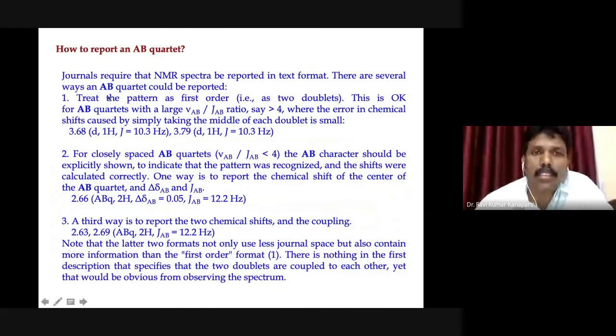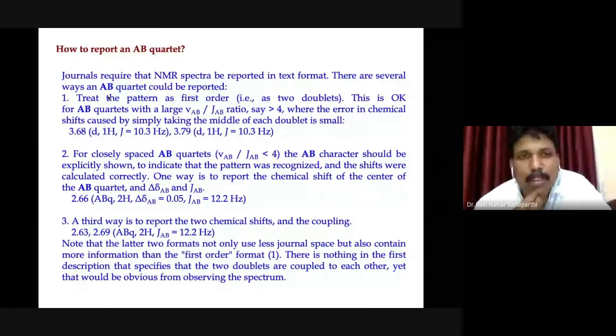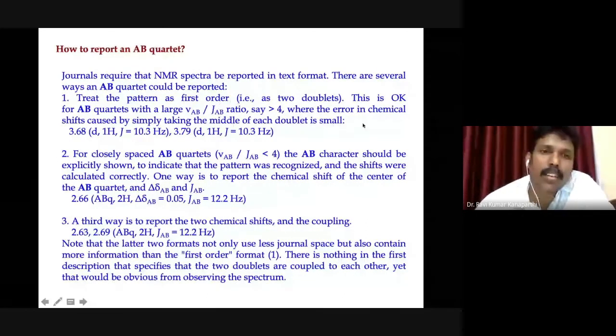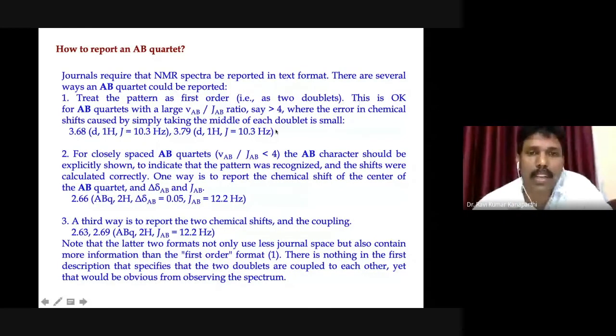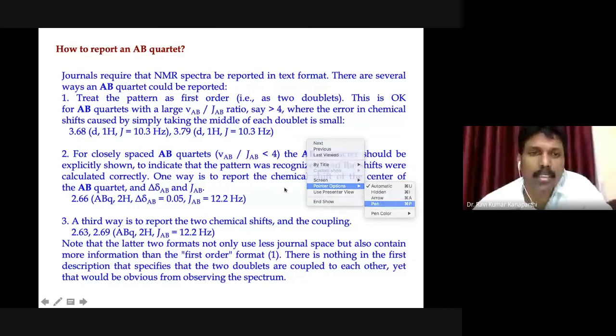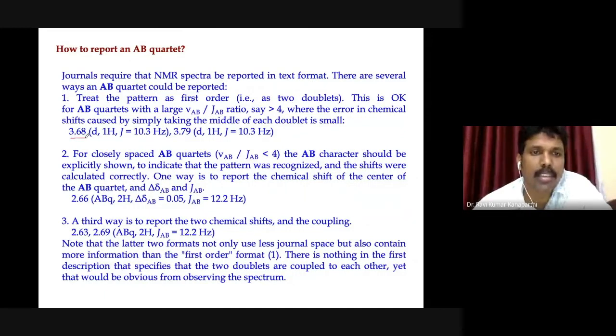There are three ways you can represent it in an NMR research paper. One is to treat the pattern as first order. If both the doublets are far apart, then you can just give the values like this. Let's say this is a value for A, and if these two doublets are far apart, you give the value for A and say it is a doublet. D stands for doublet, and you say how many protons it is.